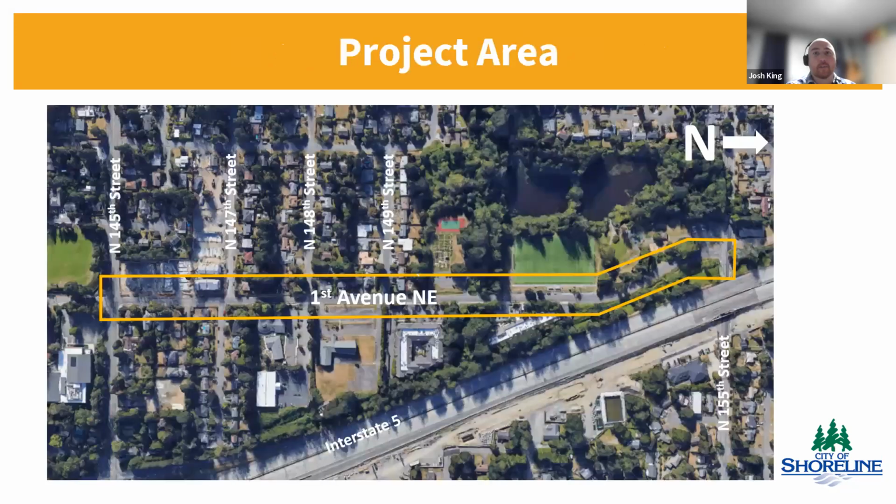Let's see here. So we'll discuss the project area. The project limits are from 145th to 155th Street Northeast along First Avenue Northeast. I'll take a moment to note here that from 145th to 148th, a lot of this is under current or future development, and so the general area of that will be developed by developers within the right of way to come.